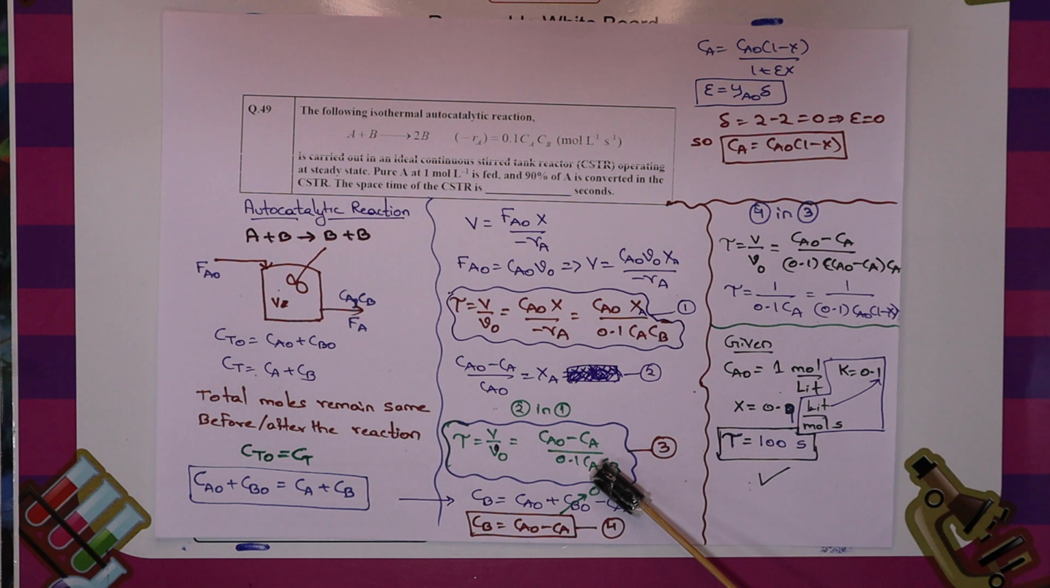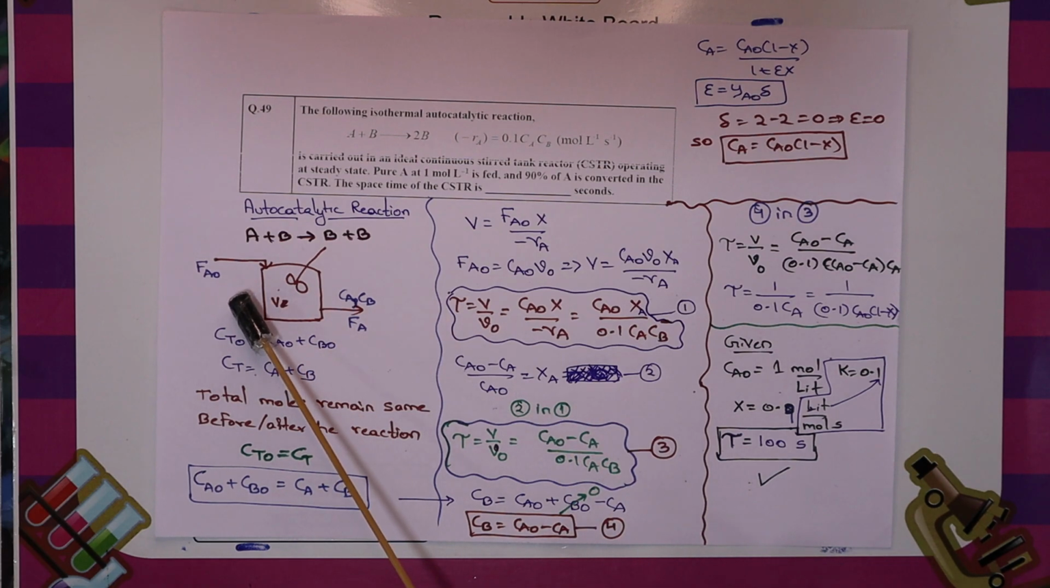Finally, in place of Ca, you can substitute Ca0 into 1 minus x. In place of Cb, what are you going to substitute? From this equation, Cb equals Ca0 plus Cb0 minus Ca. What is the initial concentration of B before the reaction? Nothing, because only pure A is fed to the reactor. In such cases, initial concentration of B equals 0, therefore Cb equals Ca0 minus Ca.